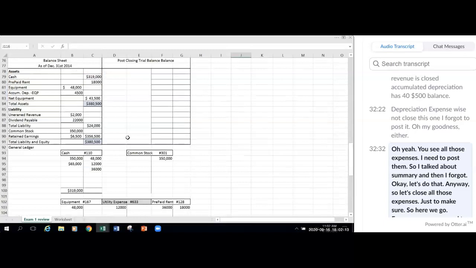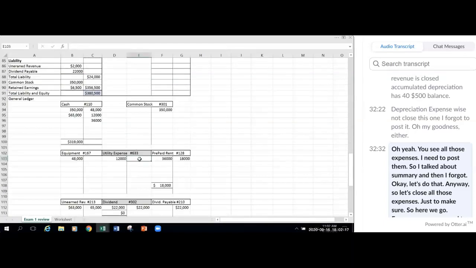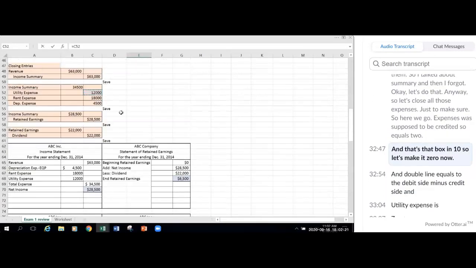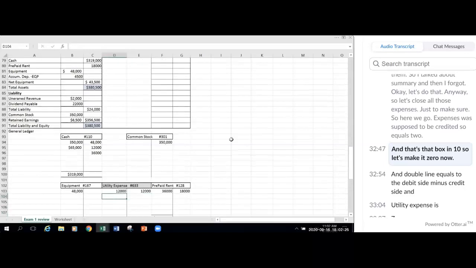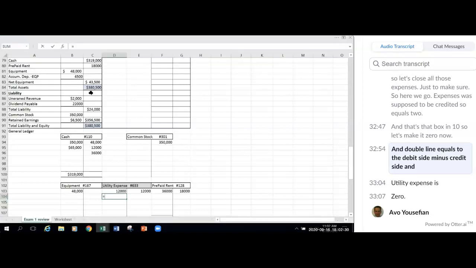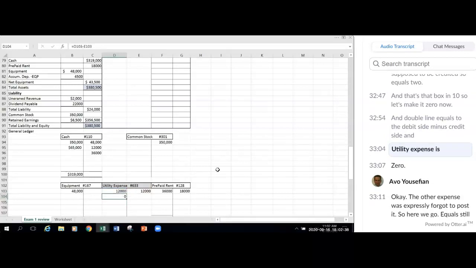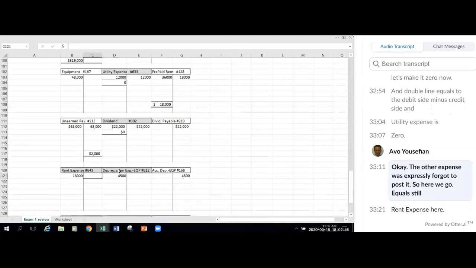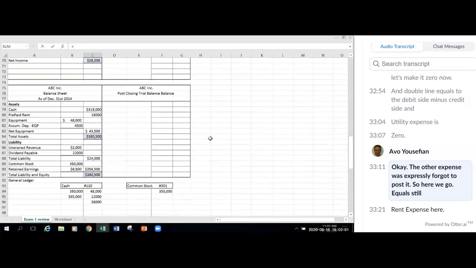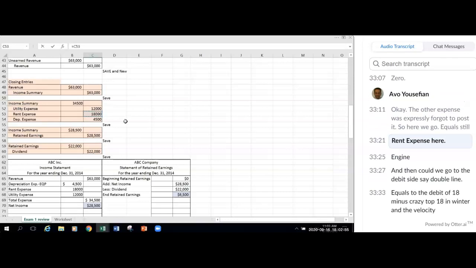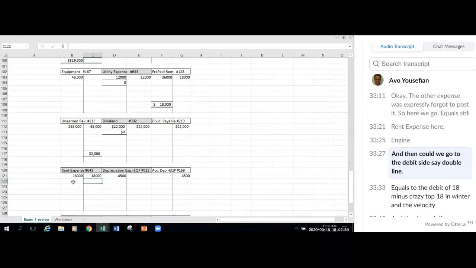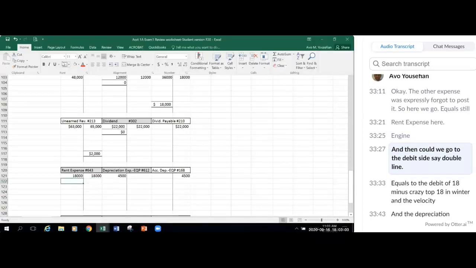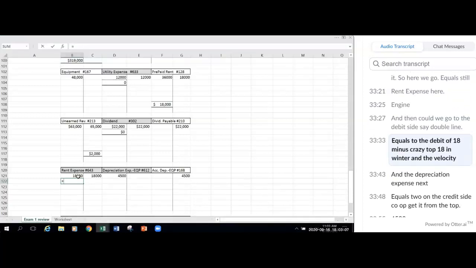So let's close all those expenses just to make sure. So here we go, expenses was supposed to be credited, so equals to, and that's that box, enter. So let's make it 0 now. And double line equals to the debit side minus credit side, and utility expense is 0. Okay, the other expense was rent expense. We forgot to post it, so here we go, equals to rent expense here, enter, and then go to the debit side, say double line equals to the debit of 18 minus credit of 18, enter, and the balance is 0.